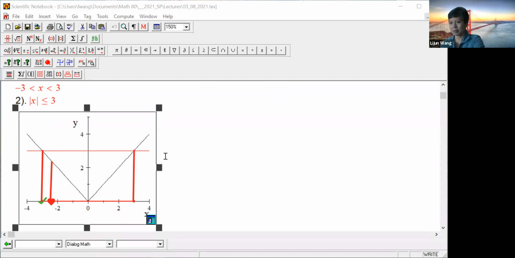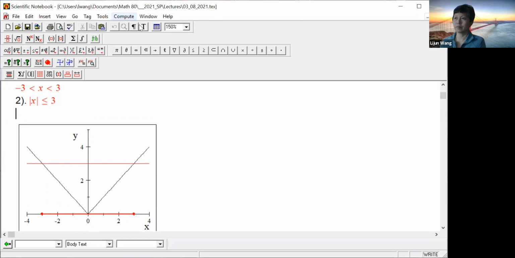Okay, so we're explaining the meanings. Now, how do you show the work? Well, this is how you show work. The solution will be -3 less than or equal to x less than or equal to +3. That's all the work you need to show. You don't even need to bring the picture, but if you want to, you can.